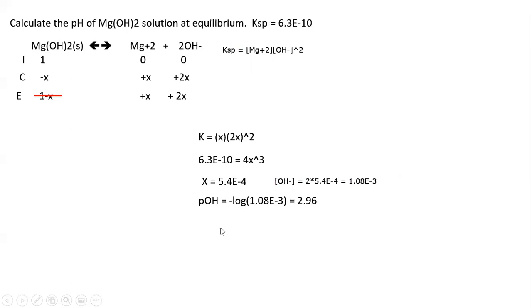Then we take the negative log of it, and we subtract that pOH from 14, we get a pH of 11.04. And so again, this is when you're wanting to calculate the pH of a hydroxide at equilibrium. This is how you would go about solving it.